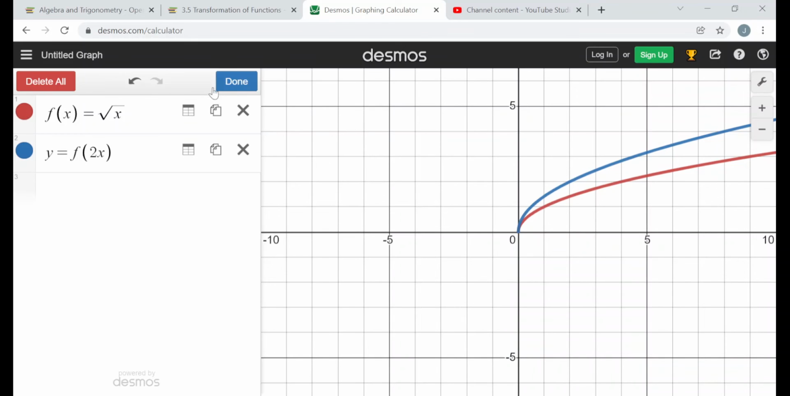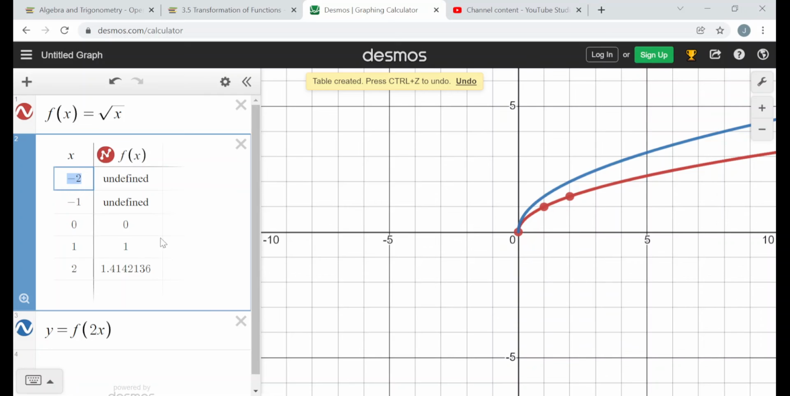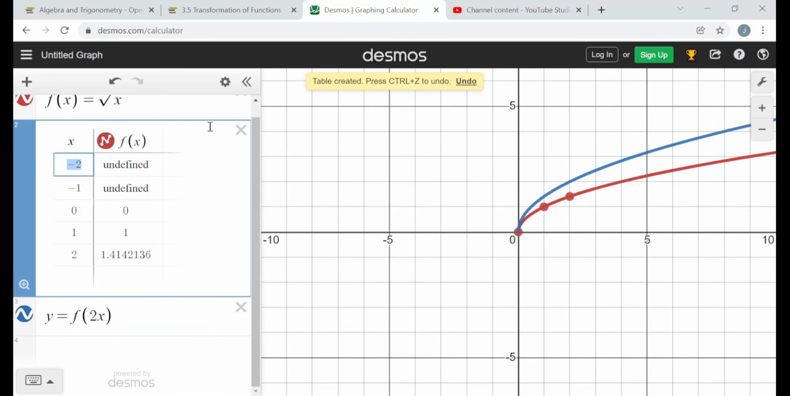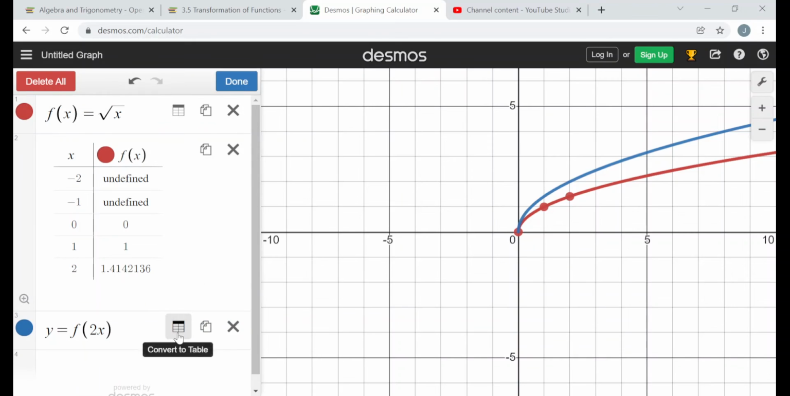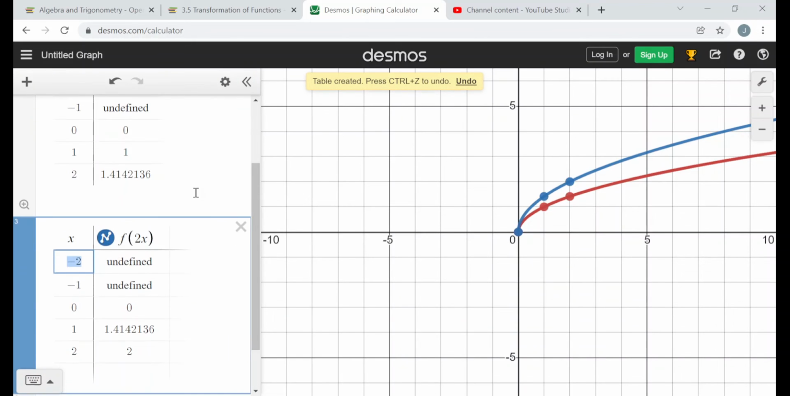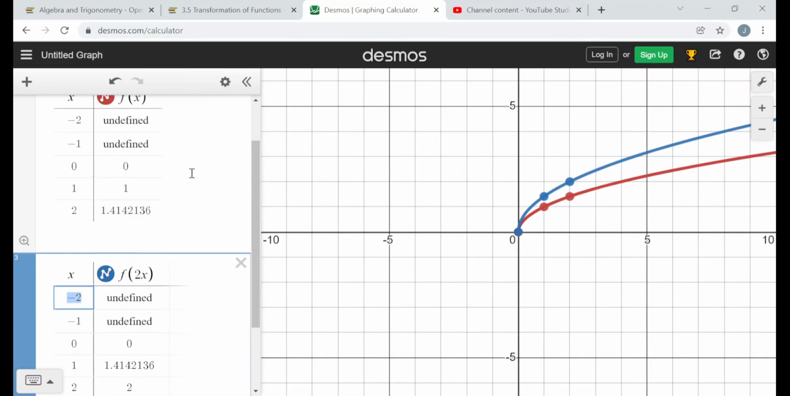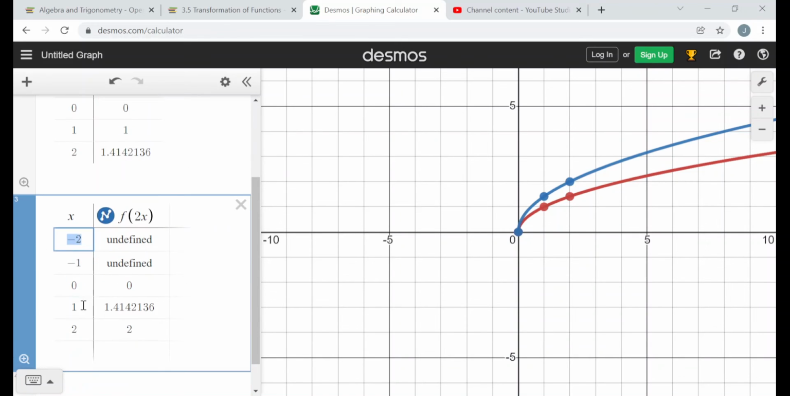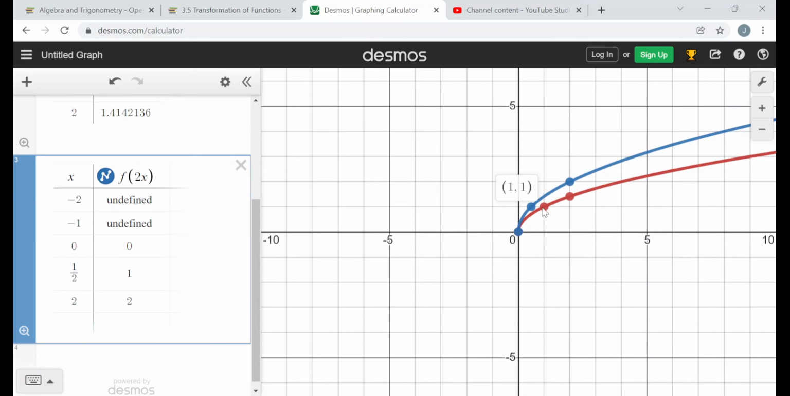All right, let me put some tables up, and you can see. Even with where they're actually defined, you see 0, 0, and 1, 1. And then this would have 1/2, 1. All right, let me show you. Put in 1/2. See, 1/2, 1. So 1, 1 on the red graph, the original, and then when I replaced x with 2x, it got moved to 1/2, 1. Right, the horizontal compression by a half is now half the distance from the y-axis.